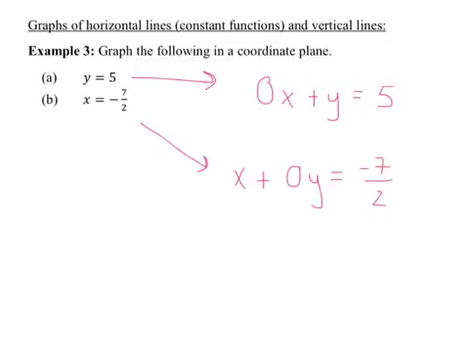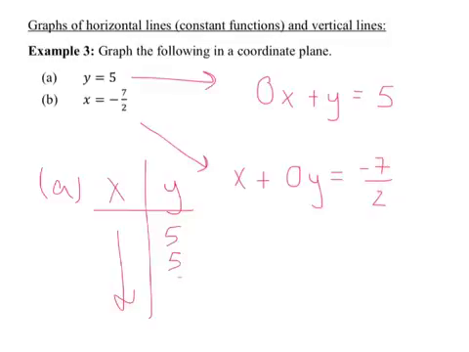It's still 5. So no matter what you put in for x in the first one, so let's do part A first. In our table for x, no matter what number we put in, what is y always? It's always 5. Plug in any number for x, it's always going to be 5. That's what y equals 5 means. It's always going to be 5 for the y coordinate.